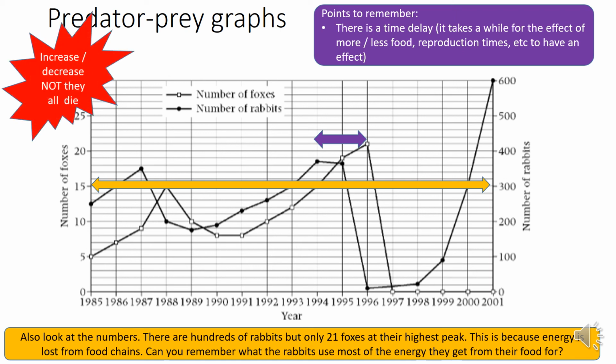The last point is, you'll notice I've been talking about there being an increase or a decrease in the numbers of foxes and rabbits. Try not to get into the habit of talking about the fact that they all die, because on very few occasions does that actually happen. Most of the time they just cycle up and down in the way that I've described. There are some exceptions which you may see, but it's better to talk about increases and decreases in numbers.